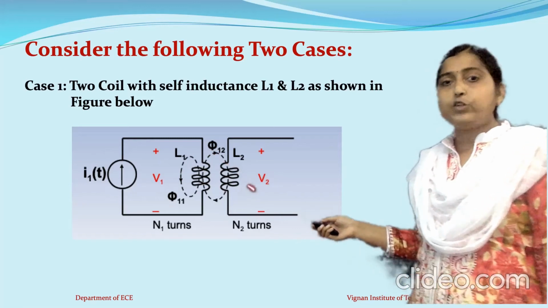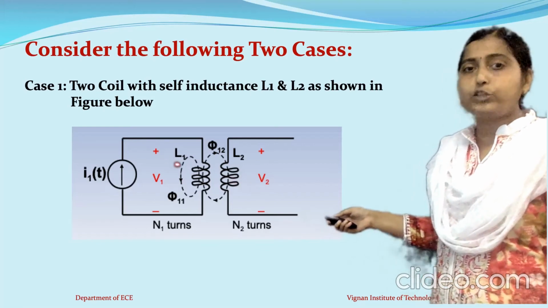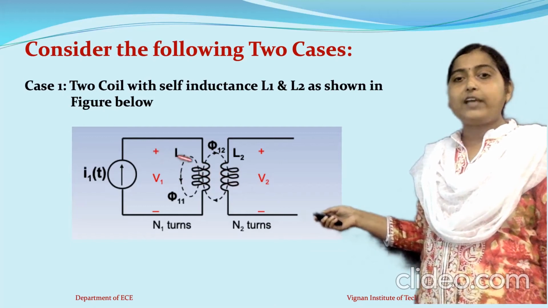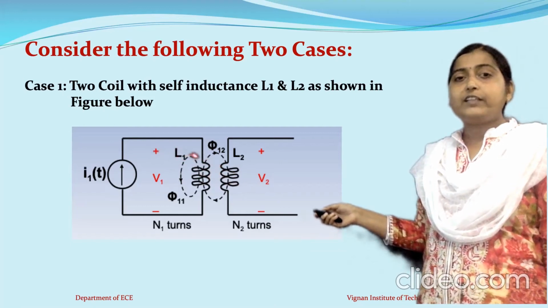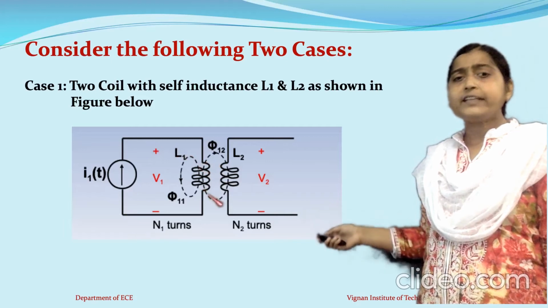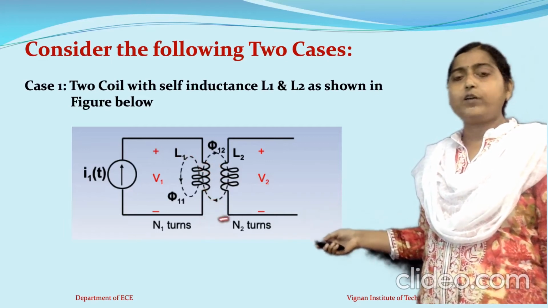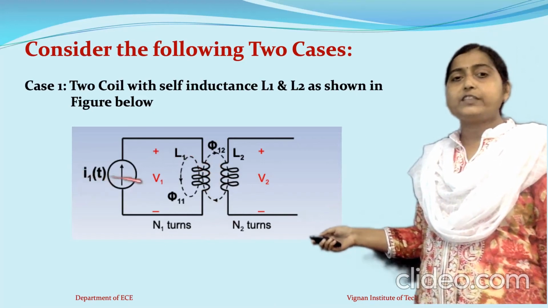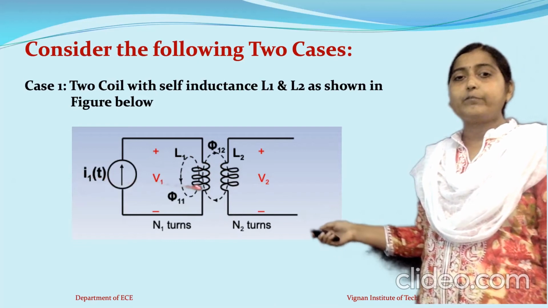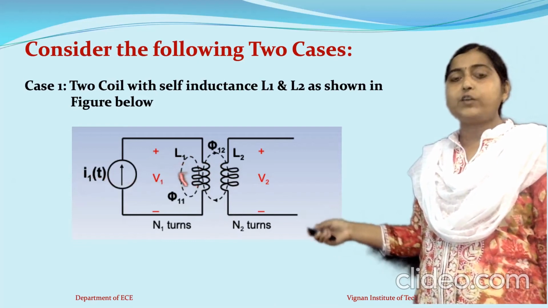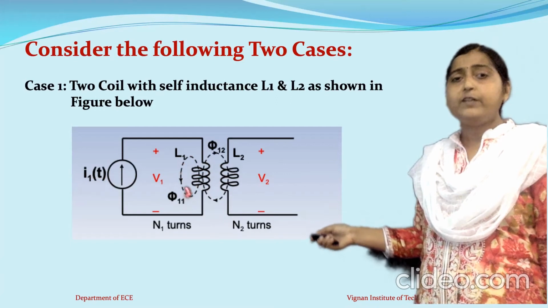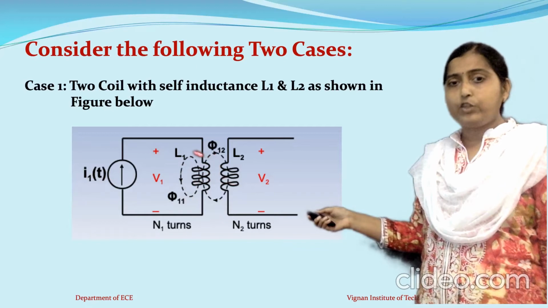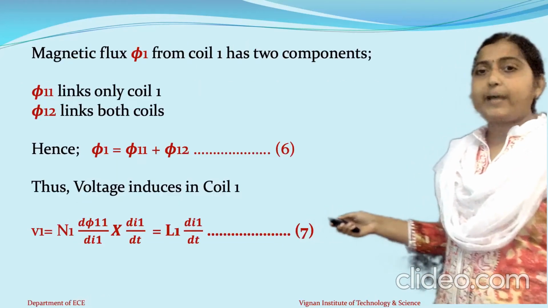So we have taken two inductors which have been placed in close proximity to each other. Let us assume L1 and L2 are the self-inductances of coils 1 and 2, and the numbers of turns in the first and second coils are N1 and N2. Due to the current I1 of t flowing through the first coil, the flux linked with the first coil is represented as phi11. Some flux is also linked with the second coil, which is represented as phi12.